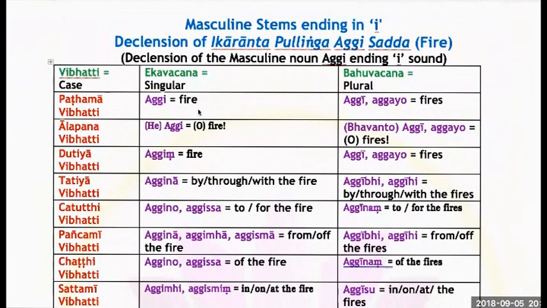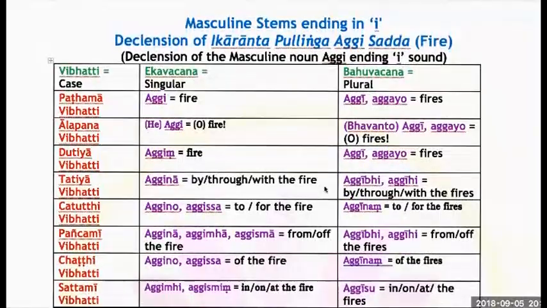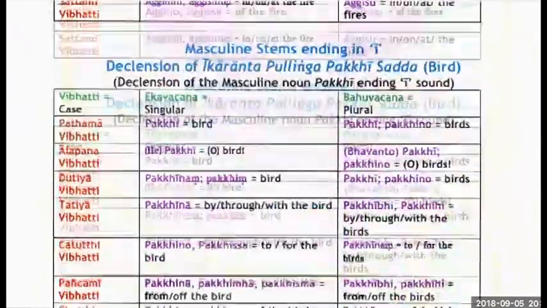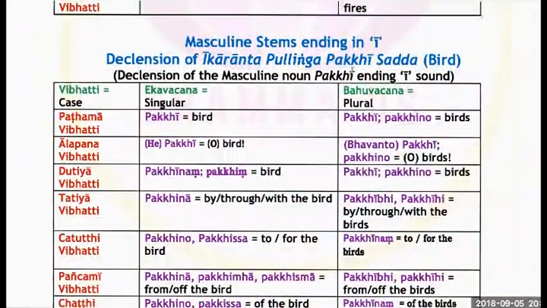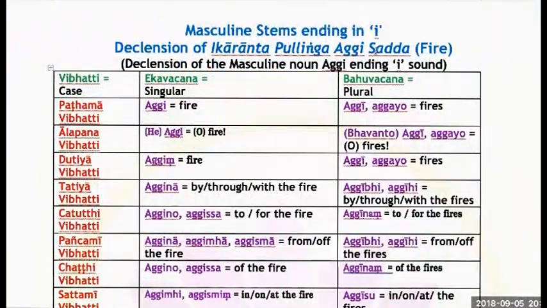Masculine stems ending in I. Actually, we learned it before. I just wanted to let you know the difference between Aggisadda and another one, Pakkhisadda. This one is long I, this one is short I. Here, Aggisadda, declension of ikaranta pullinga Aggisadda, declension of masculine noun Aggi, ending in I sound.